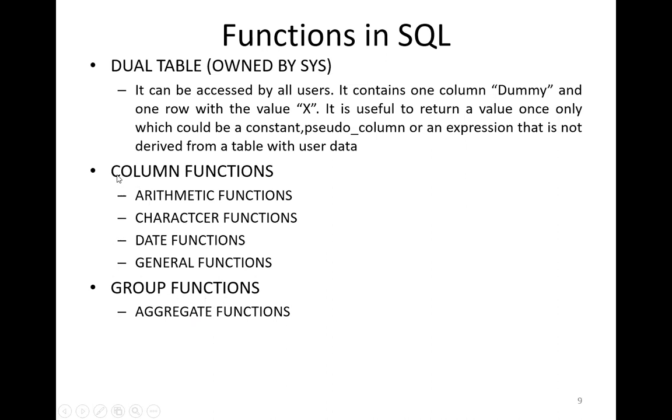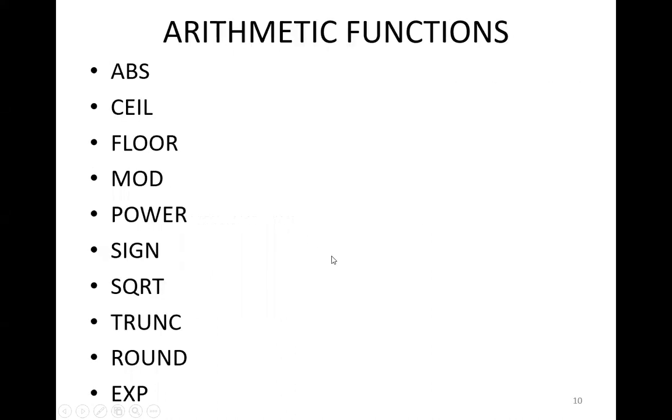And then the functions which work on a particular column are known as the column functions, which are further categorized as arithmetic functions, character functions, date functions and general functions. Okay, so I'll be discussing these functions one by one, category wise. First I will just show you what the dual table looks like, right?